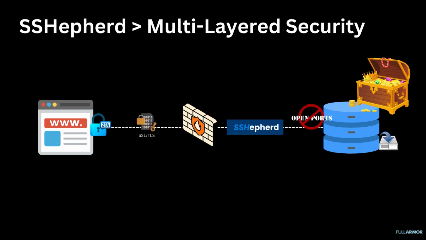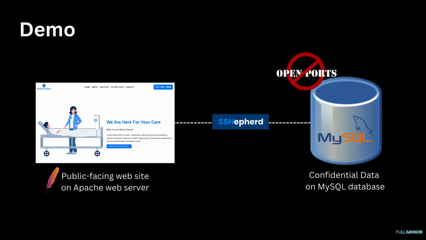By introducing Shepherd, the port can be closed while the tunnel remains open. Shepherd is a key component as part of a multi-layered security strategy. Let me show you a demo. In the demo, we'll see a public-facing website running on Apache connecting to a MySQL database with its ports closed.